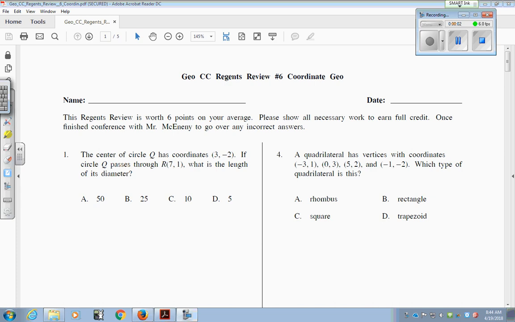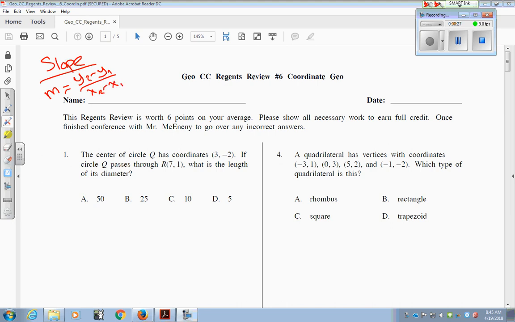Hey guys, we're gonna look at Geo Review number 6. It's gonna talk a lot about coordinate geometry, so we're gonna need some formulas for this. Might need to use the slope formula. So I'll write that up there. And again, you need two coordinates for this formula.